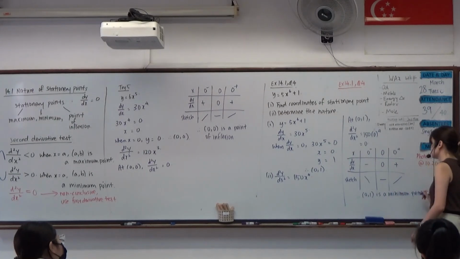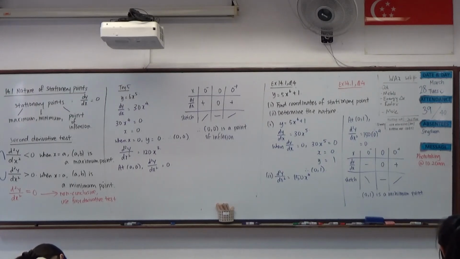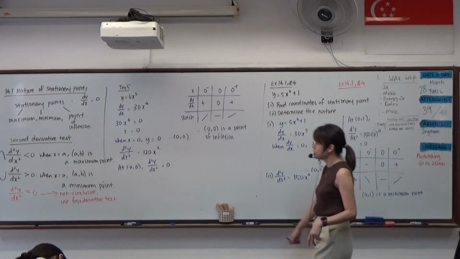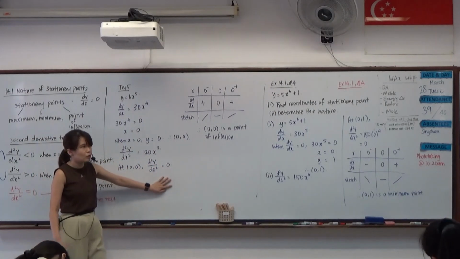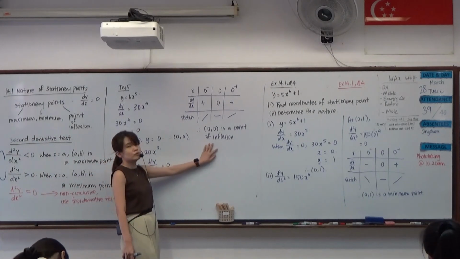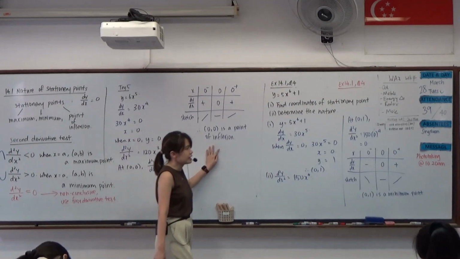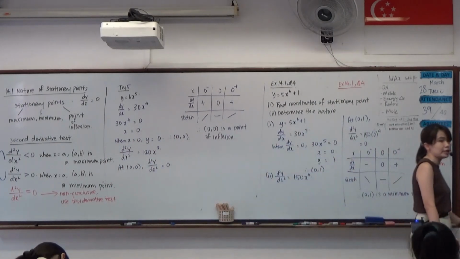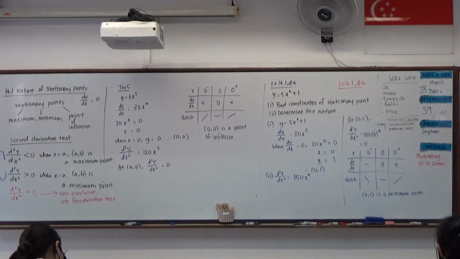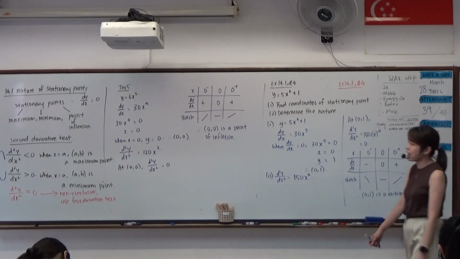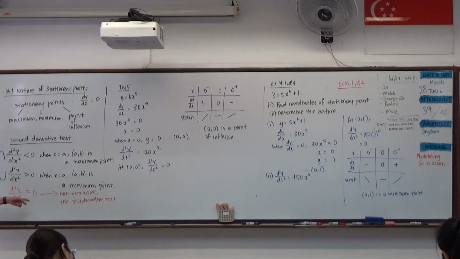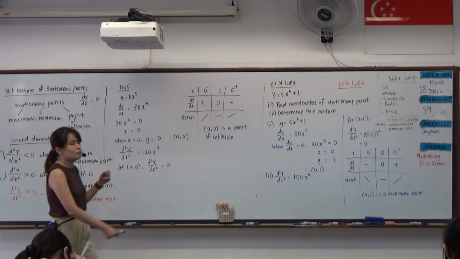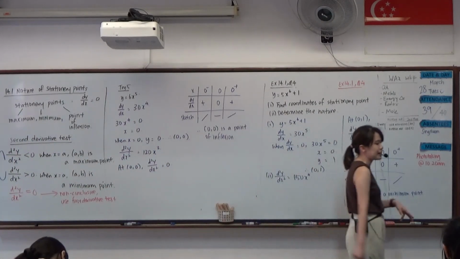So through these two examples, a second derivative of 0 does not always lead us to having a point of inflection. It can also lead us to a minimum point or even a maximum point. So you cannot take that kind of assumption that second derivative equals 0 implies that it is a point of inflection.